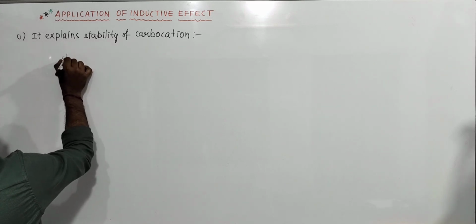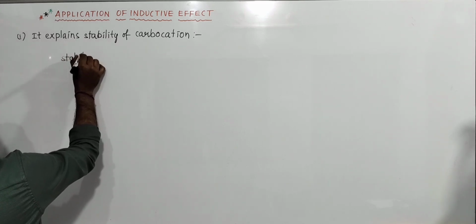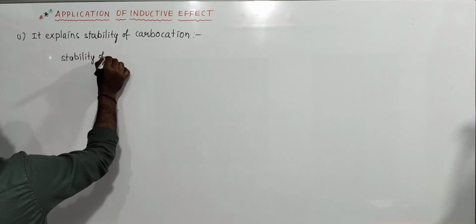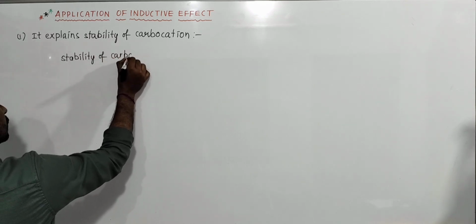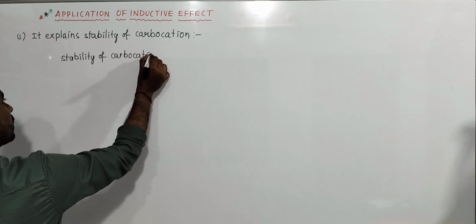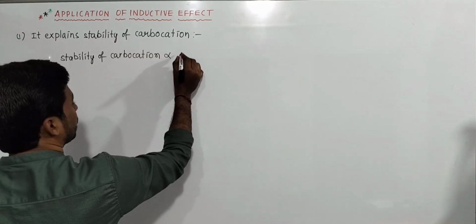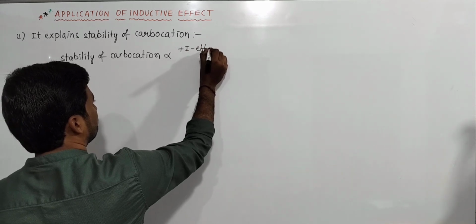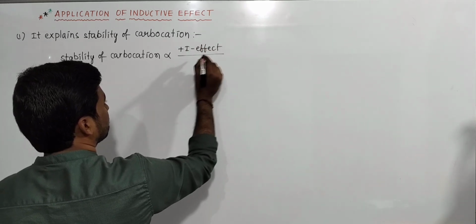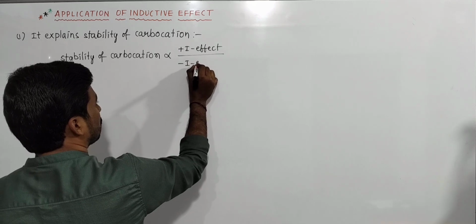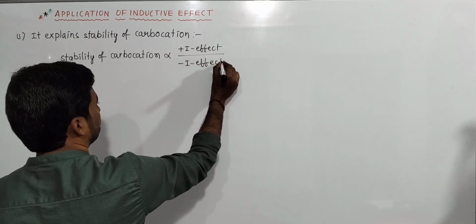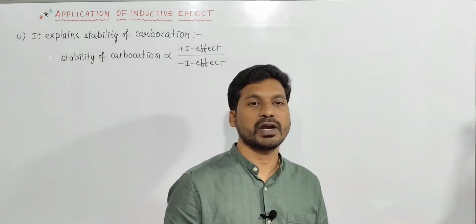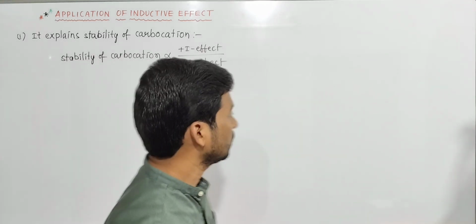Stability of carbocation is directly proportional to plus I effect, inversely proportional to minus I effect. As plus I effect increases, carbocation stability increases.